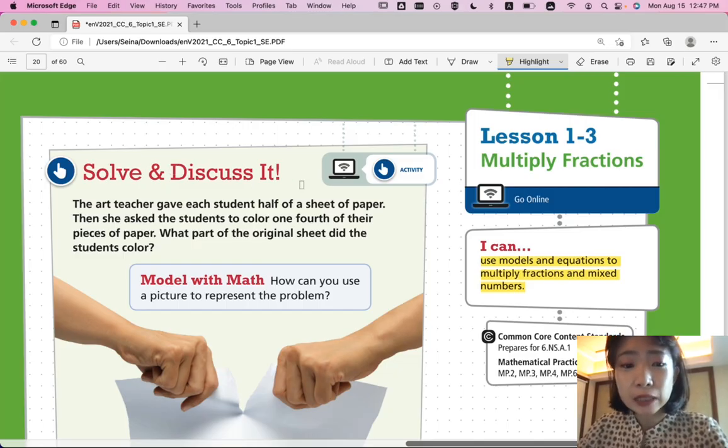The art teacher gave each student half of a sheet of paper. Then she asked the students to color 1/4 of their pieces of paper. What part of the original sheet did the students color?